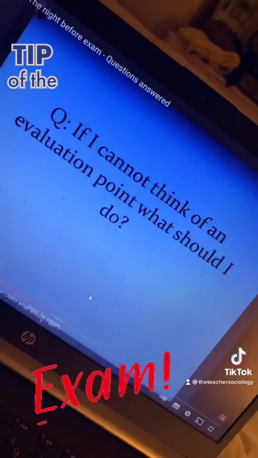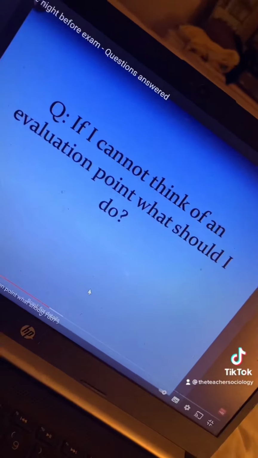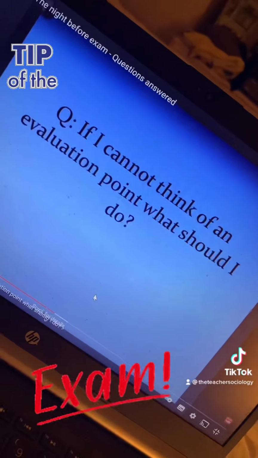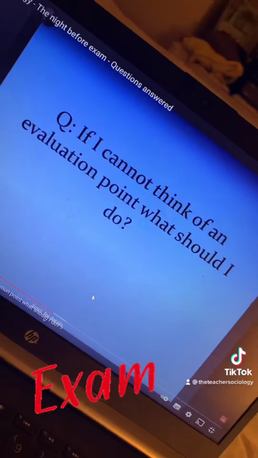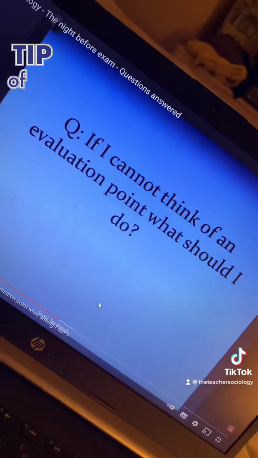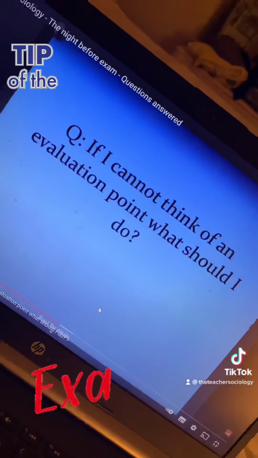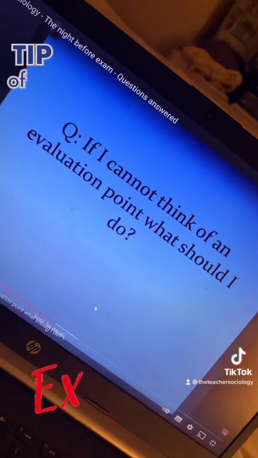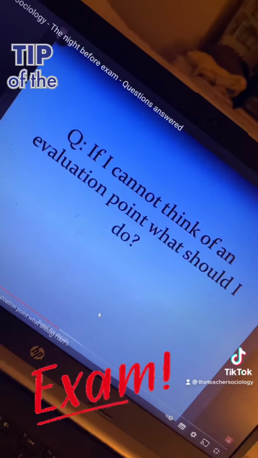Well, you can always evaluate by using theory. What would theory say? So what would Marxists say? Does it reproduce class differences? What would postmodernists say? Is it relevant in today's society, for example? What might feminists say? So try and apply theory if you can. Remember, you are sociologists and you are writing about sociology. So trying to get those in is always a good idea.